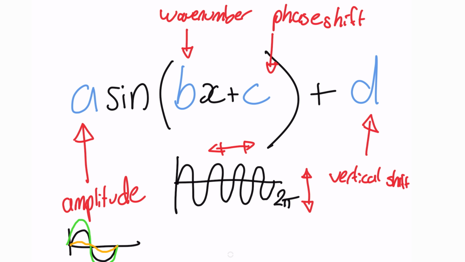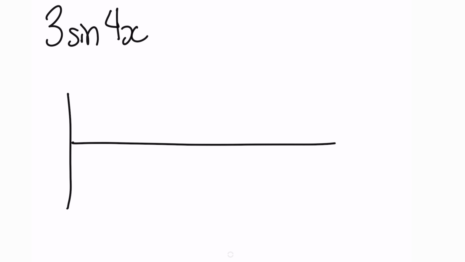Let's look at some examples. Let's say I've been asked to graph 3 sine 4x between 0 and 2 pi. Well, the first thing I look for is D, which is the vertical shift, and it's the number that comes at the end of our trigonometric function. As you can see, it's equal to 0. It doesn't exist. So therefore, there's no vertical shift of our function.